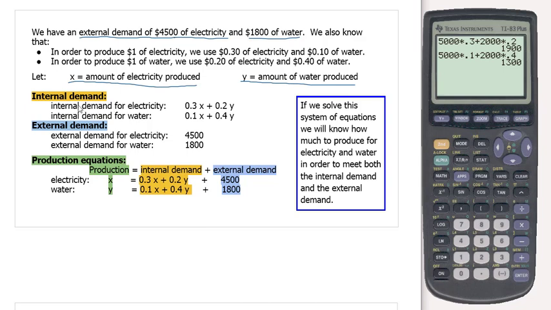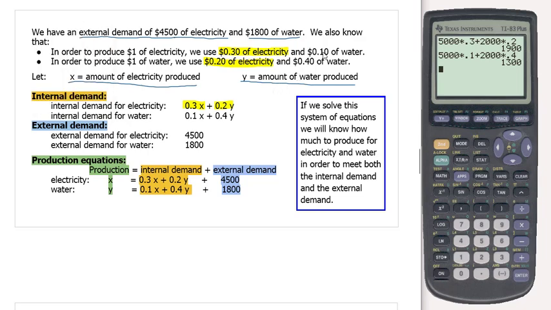So when we think about the internal demand for electricity, remember, just like we did before, we look at how much electricity gets used up. For each dollar of electricity, we use 30 cents of electricity. So this 0.3x is the amount of electricity used up in production of electricity. And then we also use up some electricity when we're producing water. So we take that 0.2 and multiply by the amount we produce in water.